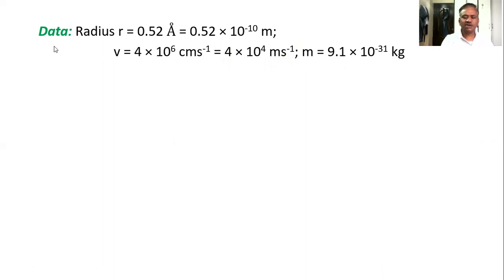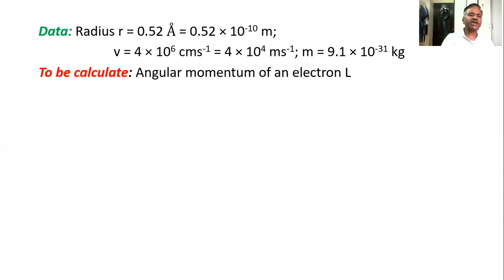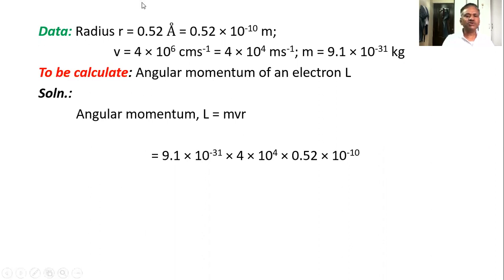Next. Now I am substituting. Now what is to be calculated here? Angular momentum of the electron. Solution. What is angular momentum equal to? L equals mv into r. Now substitute all the values of this. L equals mass, velocity, and radius. Then finally you are getting this value. And the unit is kg meter square per second. Of course, it is a direct problem. Here there is no need to scratch your head much.